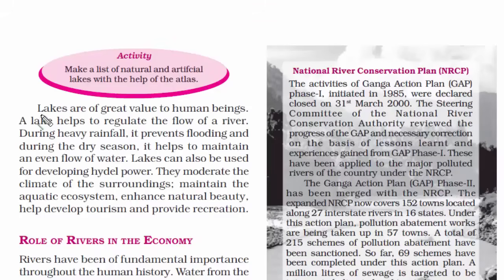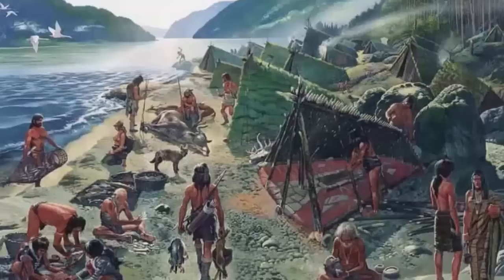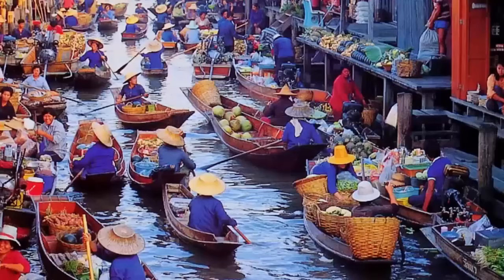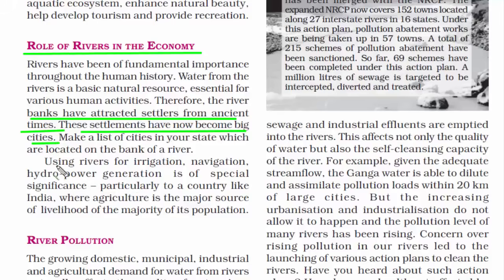So lakes are very important. They help during rainfall because all the rainwater can go towards the lowland into the river, and it maintains the aquatic system. It is also helpful to develop tourism. So what is the role of rivers in the economy? So if you see, from ancient times, civilization has settled near river banks, and these settlements have now become huge cities. So today we use rivers for irrigation, navigation, hydropower generation.